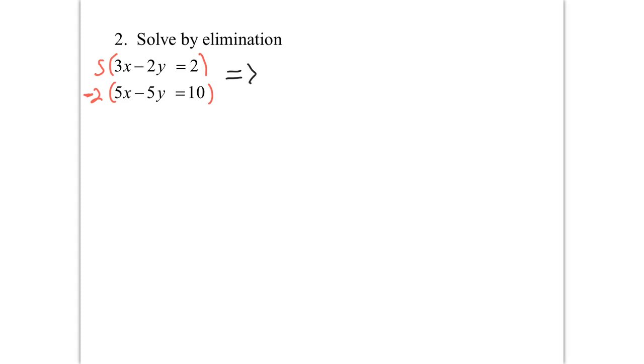So now you will distribute. You actually have to multiply 5 times 3x, times minus 2y, and times 2. So that's going to be 15x minus 10y equals 10 on the other side. On the bottom, same thing, you distribute. So we're going to get negative 10x plus 10y equals negative 20.